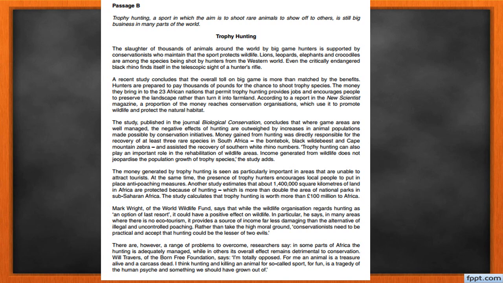So I'll read the bit of blurb at the top telling me what trophy hunting is if I'm not too clear about it. The aim is to shoot rare animals to show off. It's still big business. Okay, so the rest of the article should be pretty clear. So the first sentence kind of just gives you a bit of background, but it does say it's supported by conservationists who maintain the sport protects wildlife. So that might be something I pick out to begin with, the fact that the sport protects wildlife. But the rest of the paragraph doesn't really give me too much information.